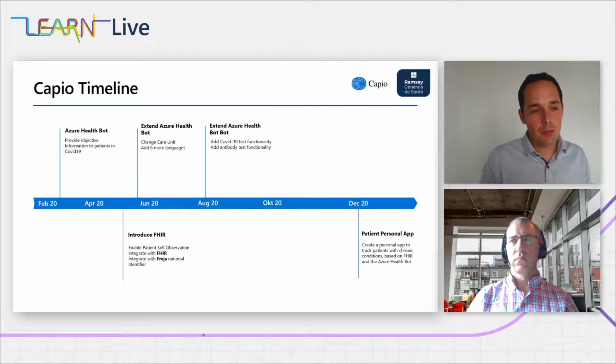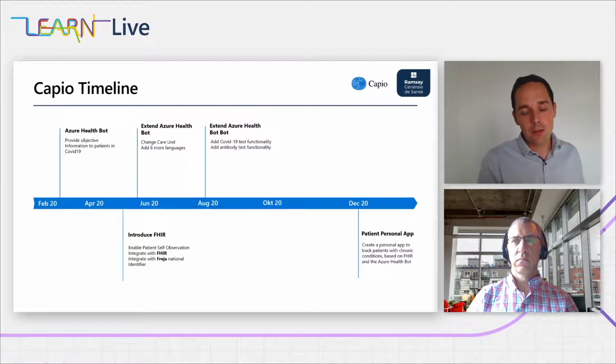The next step Capio then did, and as I said at the beginning, this is a step-by-step journey. So they started small, they added FHIR, and then they added single sign-on. So within Sweden, you have Bank ID or Freya. That's a way to authenticate. It's well known by the citizens and the patients.